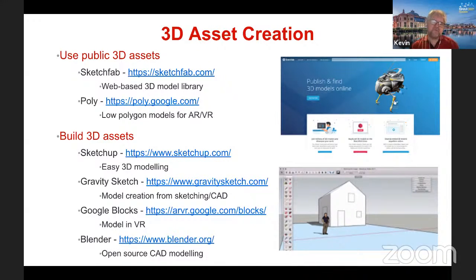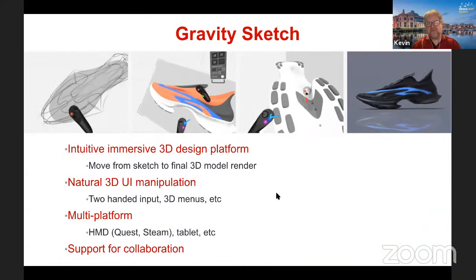There's a wide range of modeling tools. Blender, for example, is a free modeling tool, but there are also some paid modeling tools that support very natural modeling inside VR. So here's an example of one of those tools, which is Gravity Sketch. And so Gravity Sketch is an intuitive, immersive 3D design platform. And with Gravity Sketch, their goal is to try and take you from sketching through to the final 3D model render. So you can see on the top picture here on the left is a sketched interface of a shoe, and then all the way through the right, on the right hand side, this is the 3D model final render of that shoe.